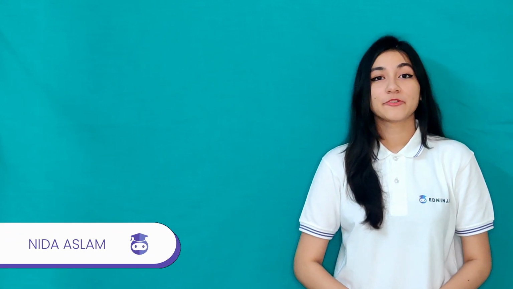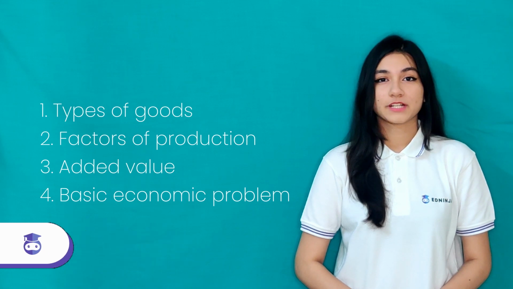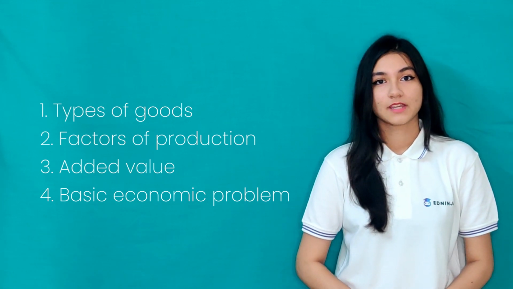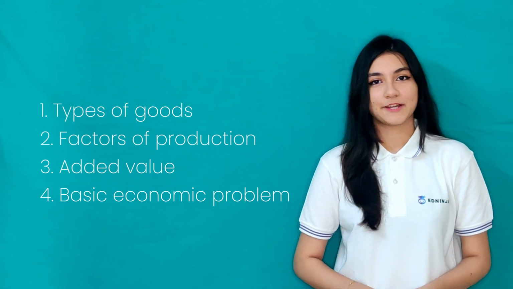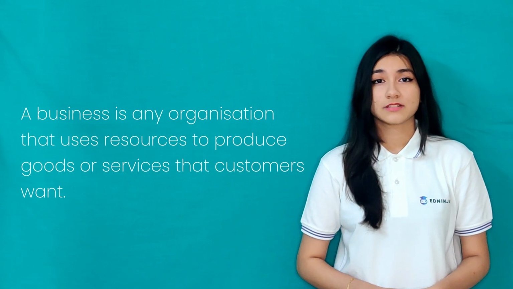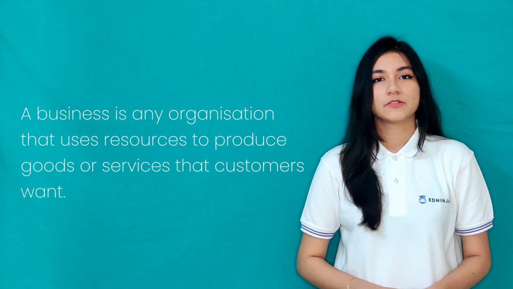In this video, we are going to learn about businesses, the types of products they use, factors of production, added value, and the basic economic problem. Now first off, what exactly are businesses? Businesses are any organizations that use resources to produce products that consumers want. Businesses can produce two types of products, consumer goods or consumer services.